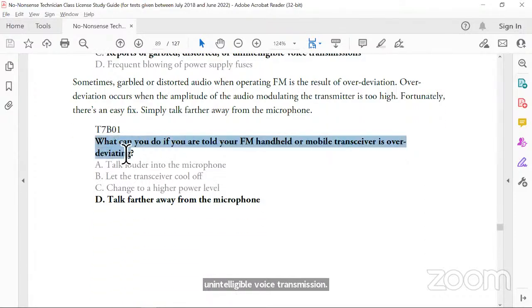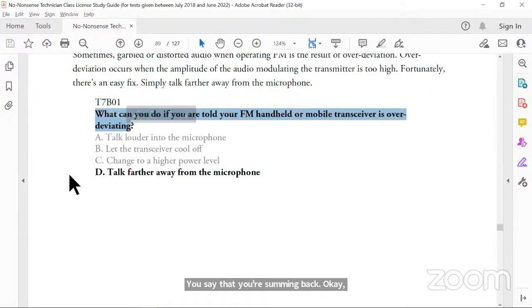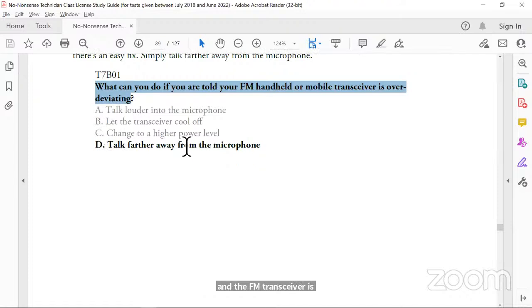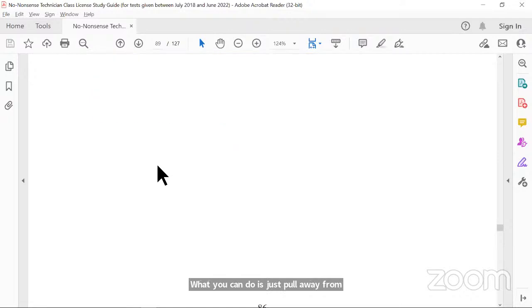Okay, next question. What can you do if you are told your FM handheld or mobile transceiver is over deviating? Right, so that is caused by driving your audio too hard and the FM transceiver is over deviating. What you can do is just pull away from the microphone just a bit, that is, talk farther away from the microphone, and that should help.